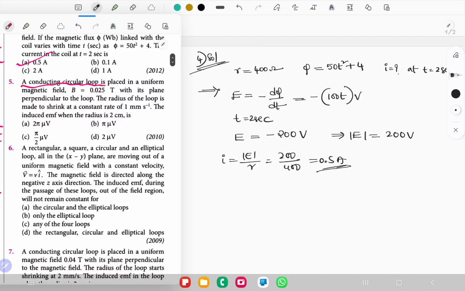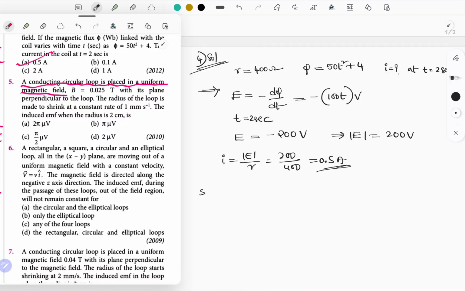A conducting circular loop is placed in a uniform magnetic field. B is given, that is 0.025.